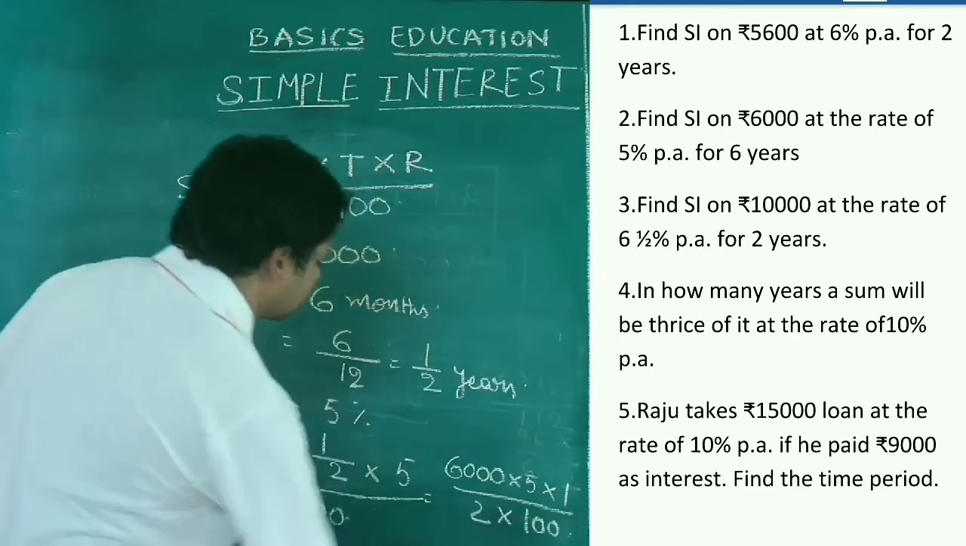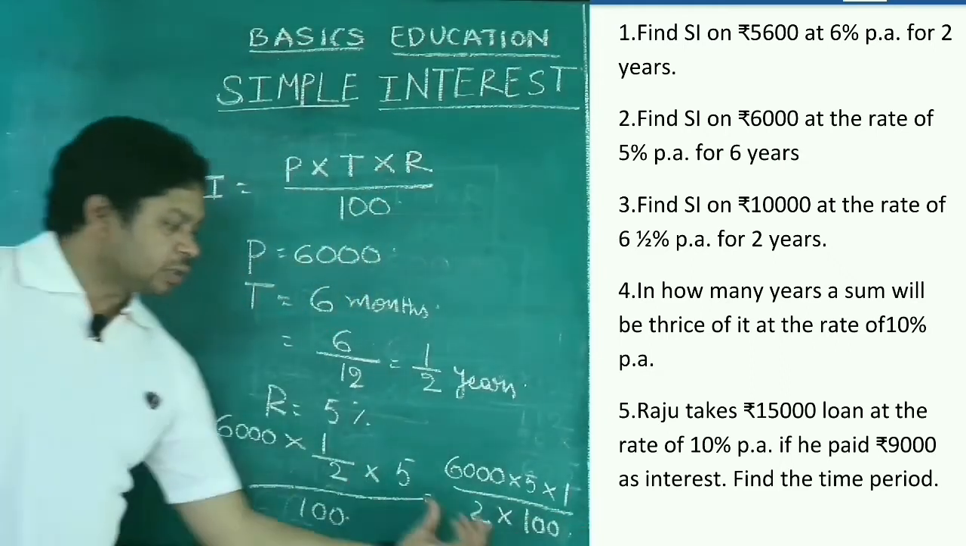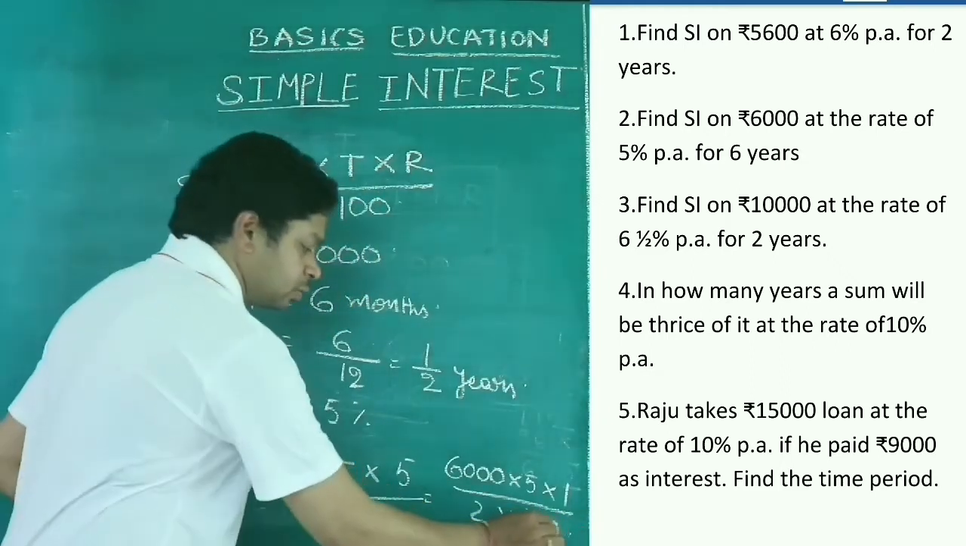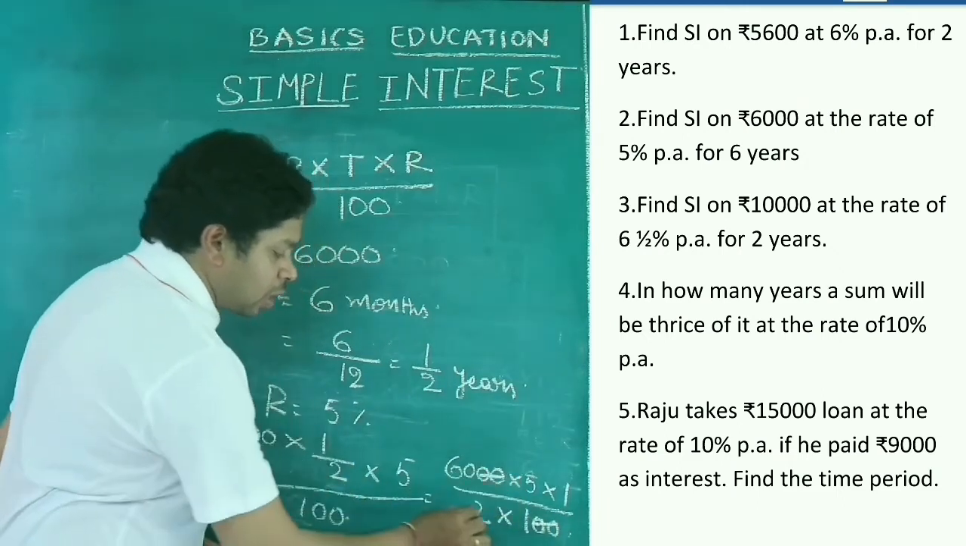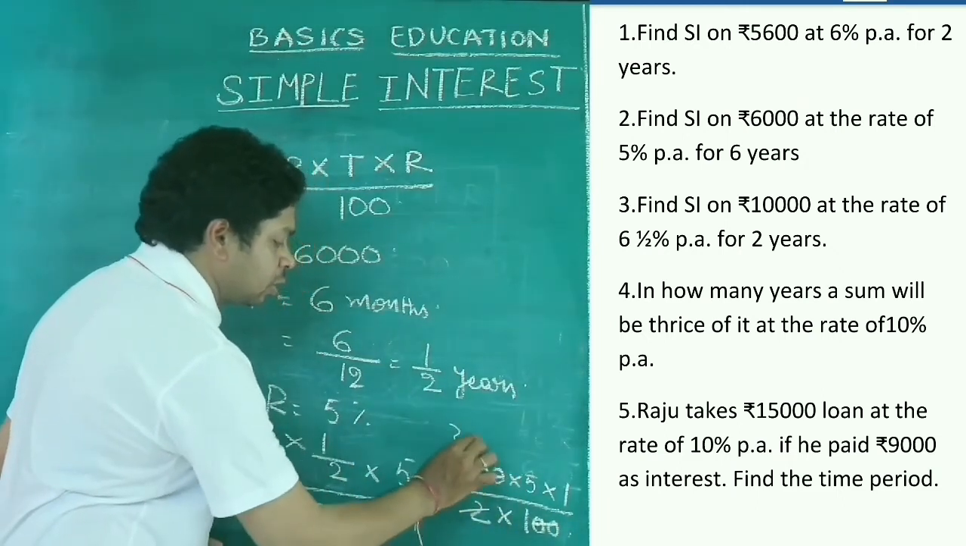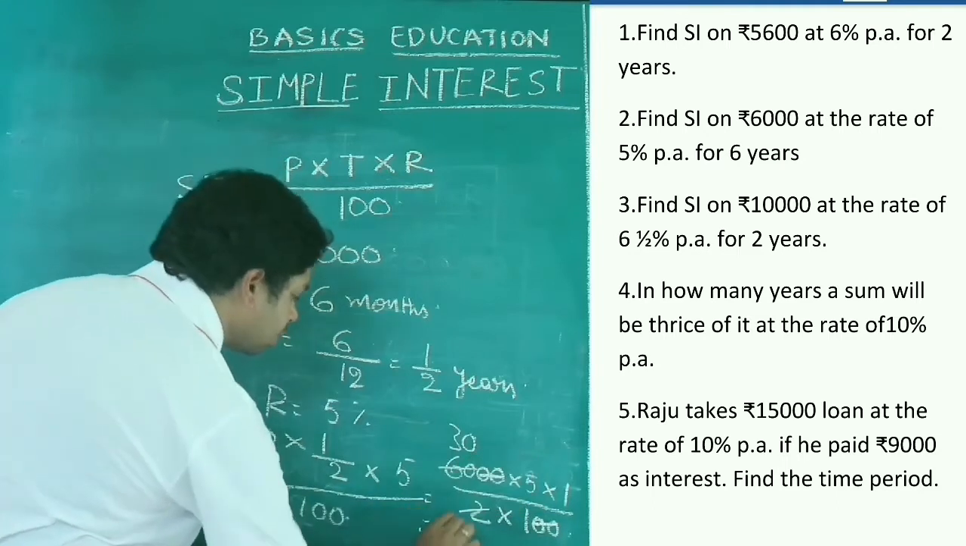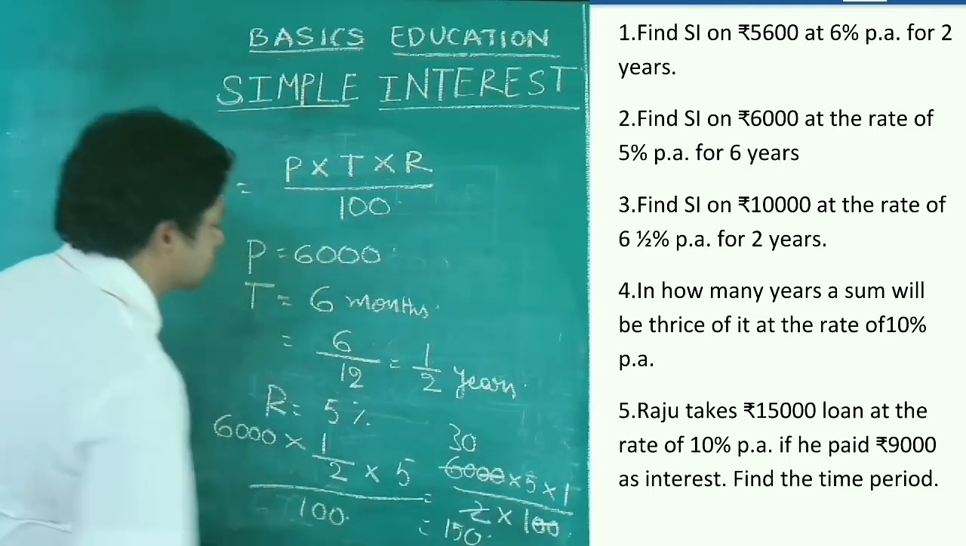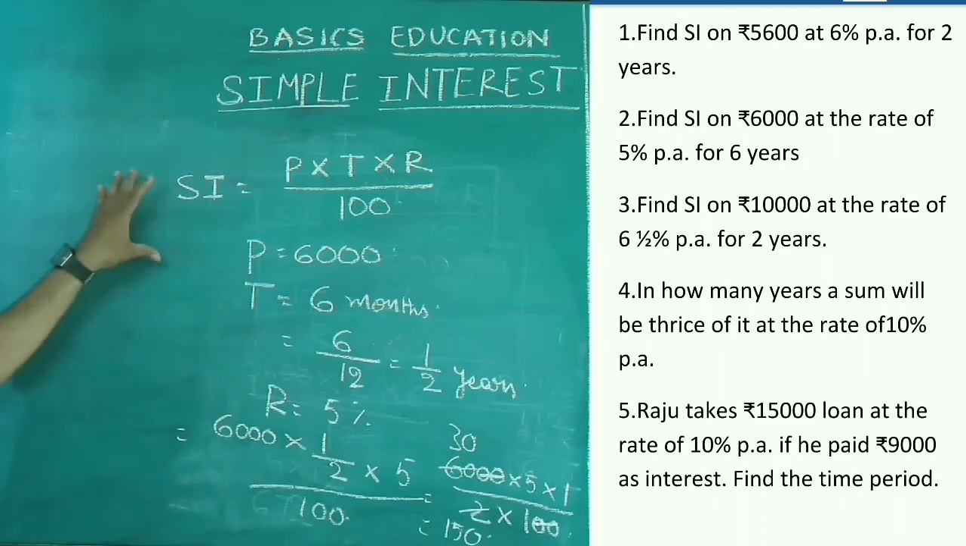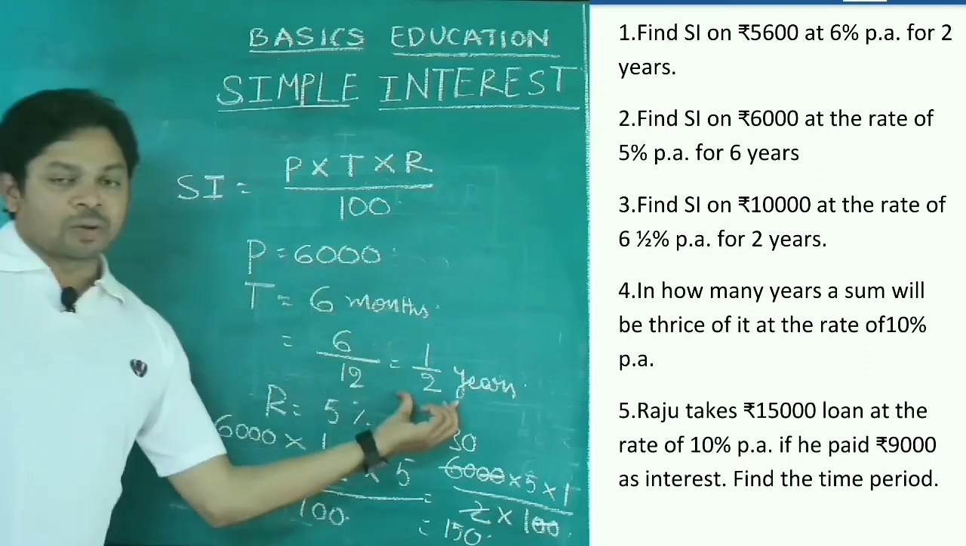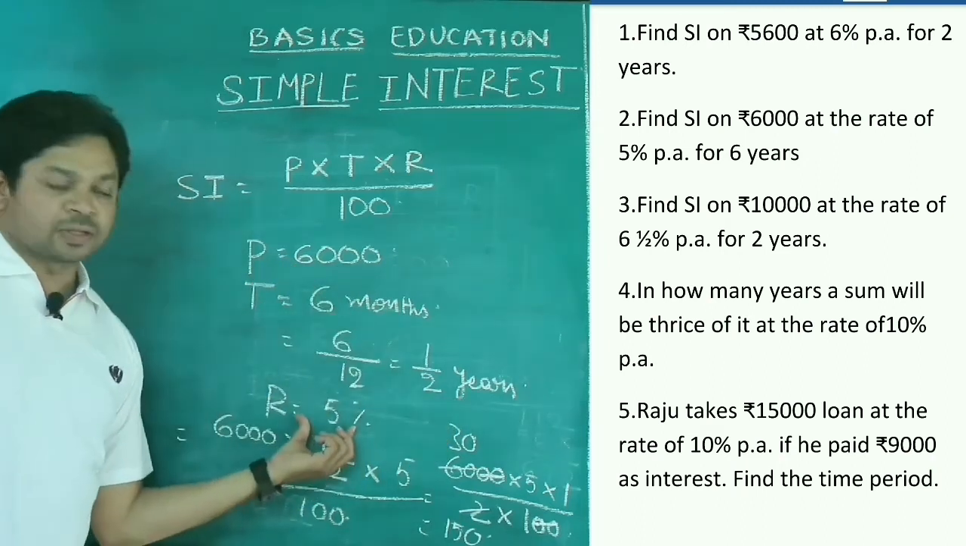So we can write this equation like this. Then by cancellation, 2 on this one gives 30 times, and 3 fives are 150 rupees. So the total simple interest on the particular amount for 1 by 2 years at the interest rate of 5% is 150 rupees.